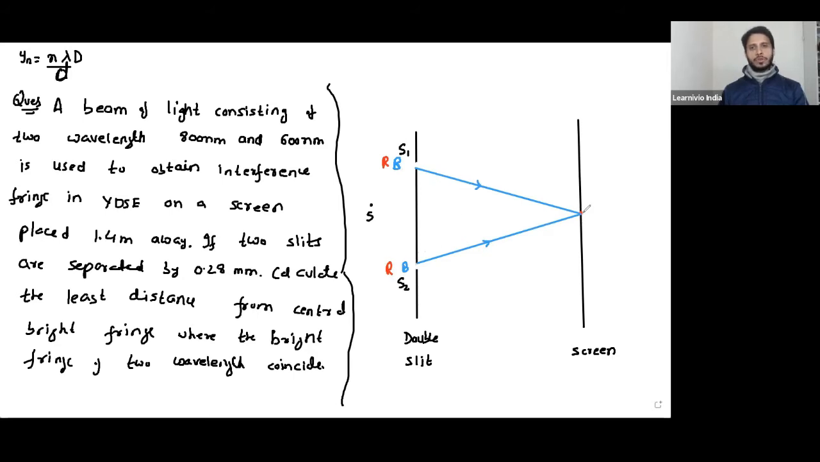Blue will come, so there will be a bright fringe of blue color. Then also the waves of the red color will reach this point. Waves of red color will also reach this point. And you will get a blue and a red central maximum. So this is central maximum.